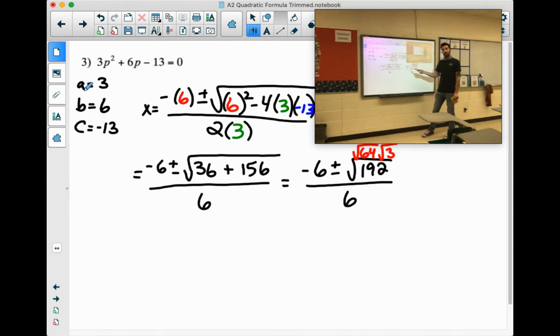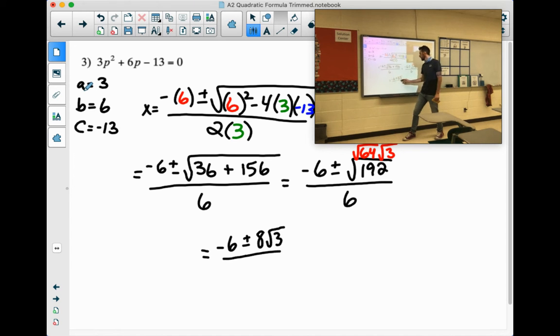Right? And the square root of 64 is 8. So it becomes negative 6 plus or minus 8 root 3 over 6. Now, that's pretty darn close to a perfect answer. However, if you look at all of the regular numbers, don't worry about the root. You have 6, 8, and 6. They're all divisible by 2. So what you can do is you can divide all those numbers by 2.